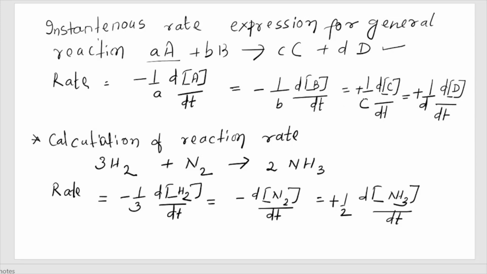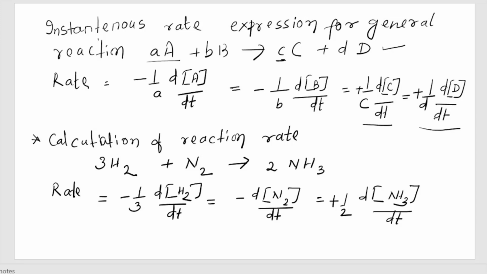Similarly, C is there, small c is there. If small c is there, you write plus 1 by c, d[C] by dt. That indicates what? Plus means increase in concentration of the product. Similarly, plus 1 by d, here D means small d, the molar concentration of D by dt. What you are sure of is that in a general reaction, minus sign is always for the reactants and plus sign always for the product.